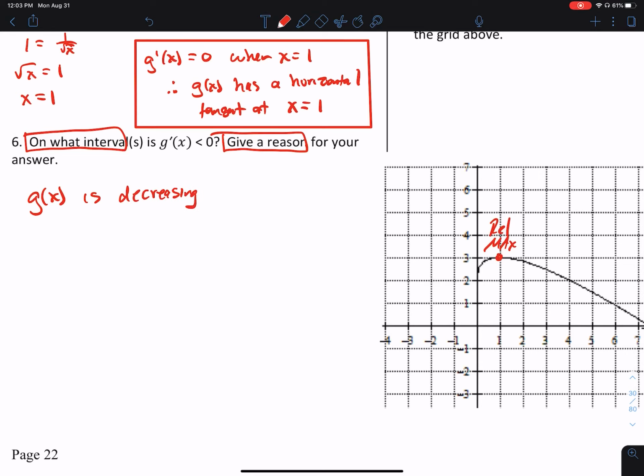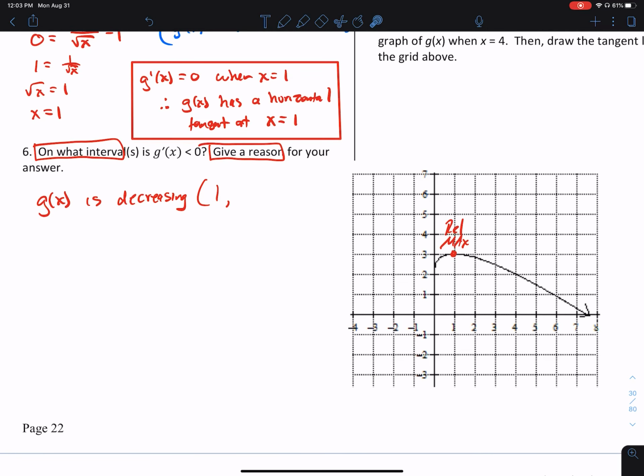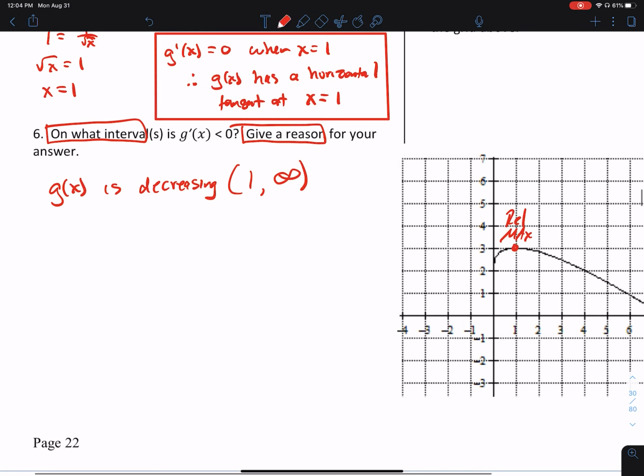It's right after the relative maximum, so that's from 1. And if you look, it's decreasing forever to the right. There's an arrow. So it's 1 to infinity. 1 is not inclusive because 1 is at the maximum. The conclusion we can draw from this is that g prime of x is less than 0 on that same interval.